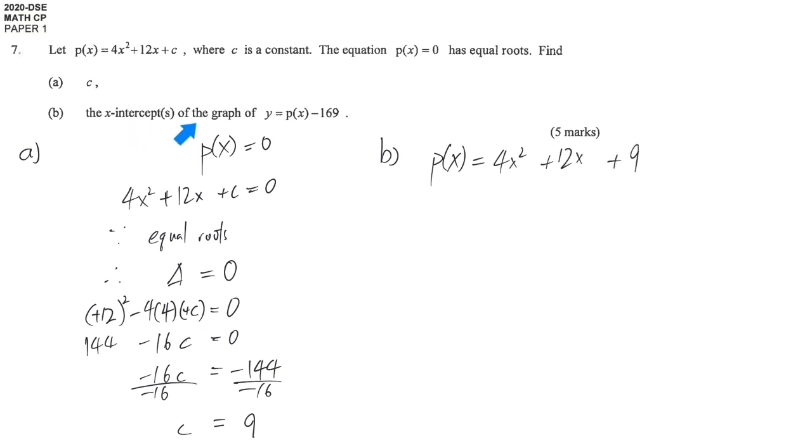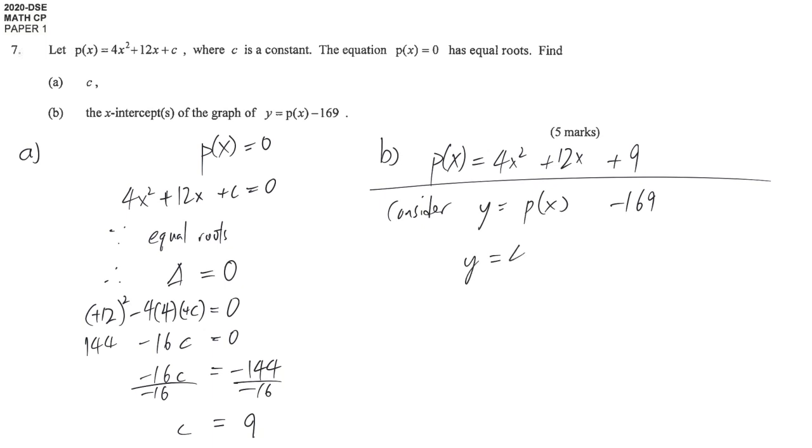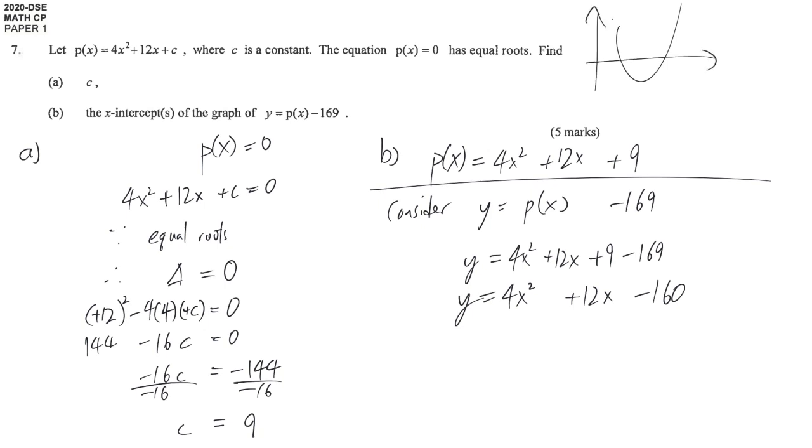After that, they say the x-intercept of a graph, talking about this graph, so we should consider y equal to p(x) minus 169. Replace p(x) by what we know. So it gives you a quadratic expression again. And then they say we consider the intercepts. So this graph, I know that it opens upward, so approximately it is like this, and then crosses the x-intercept, y-intercept, something like that.